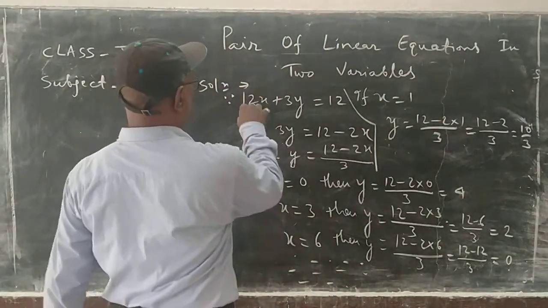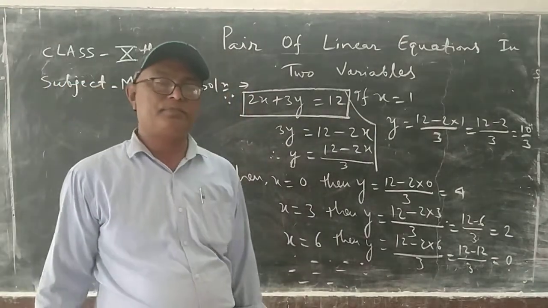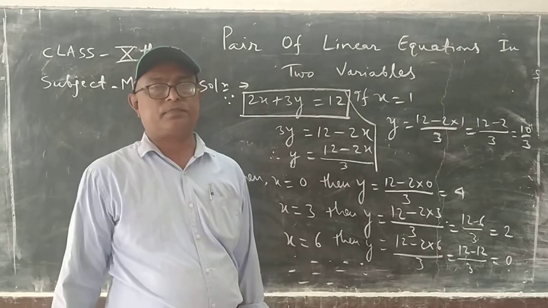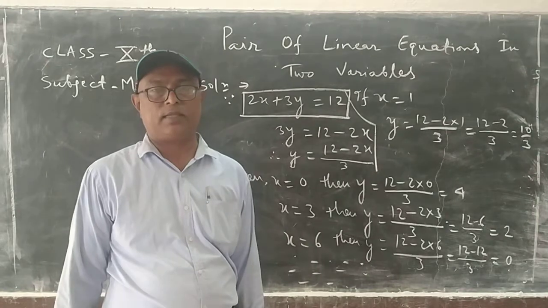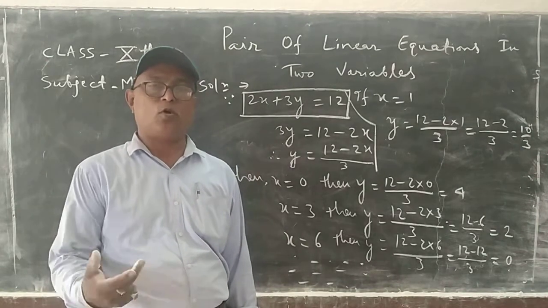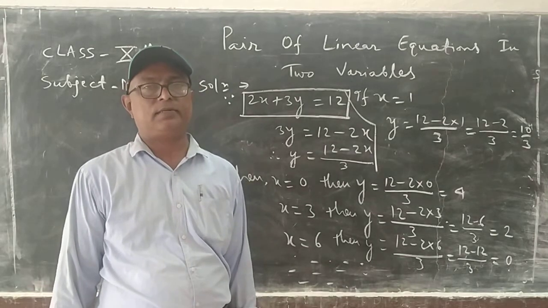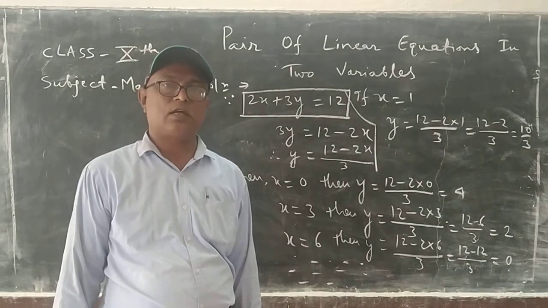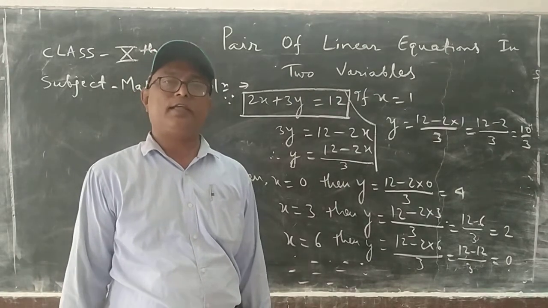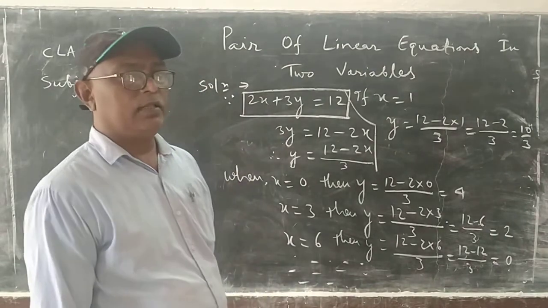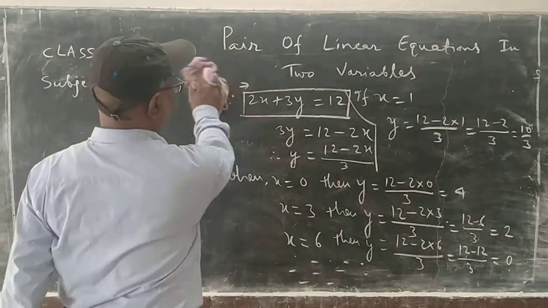This is for only one linear equation in two variables, but if there is a pair of linear equations in two variables, then there are three possibilities. Either both have no solution, or both equations have a unique solution, or both equations have infinite number of solutions. There are two types of systems, consistent and inconsistent.